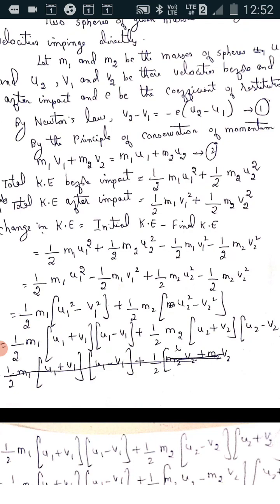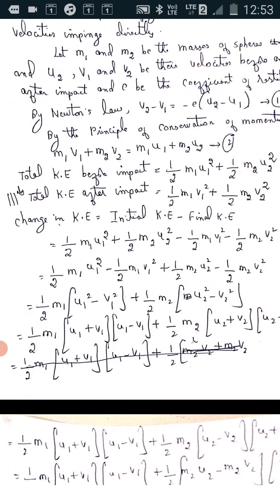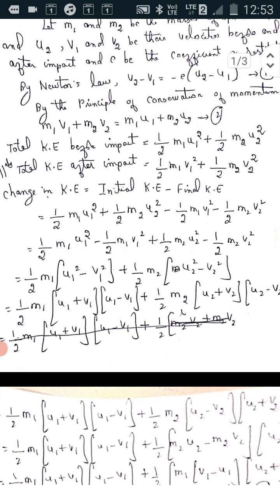The formula for kinetic energy is generally half m v square. Here we have two velocities for each sphere, so the total kinetic energy before impact is half m1 u1 square plus half m2 u2 square. We are combining the masses and velocities of both spheres, so we have to add them. Total kinetic energy after impact is half m1 v1 square plus half m2 v2 square.